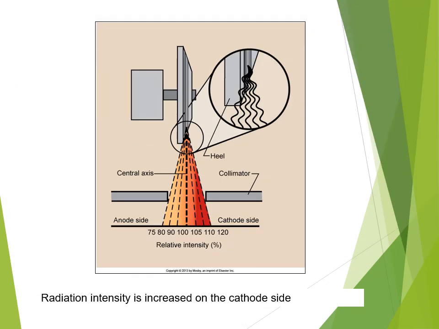Next we have the anode heel effect. The anode heel effect is that we have fewer X-rays on the anode side and more X-rays on the cathode side. What happens is the X-rays are filtered out by the anode. They're eaten into it, so X-ray intensity is increased on the cathode side.